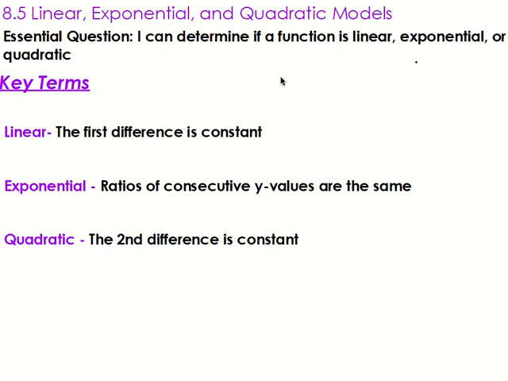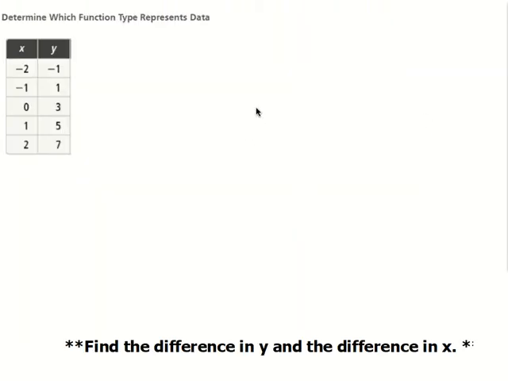Exponential, the ratios of consecutive y values are the same. And quadratic, the second difference is going to be constant. So we have to take some information and decide which one it is. Since we've done all three, we can look at them and find that out. So we have this table, and we are going to determine if it is linear, exponential, or quadratic.